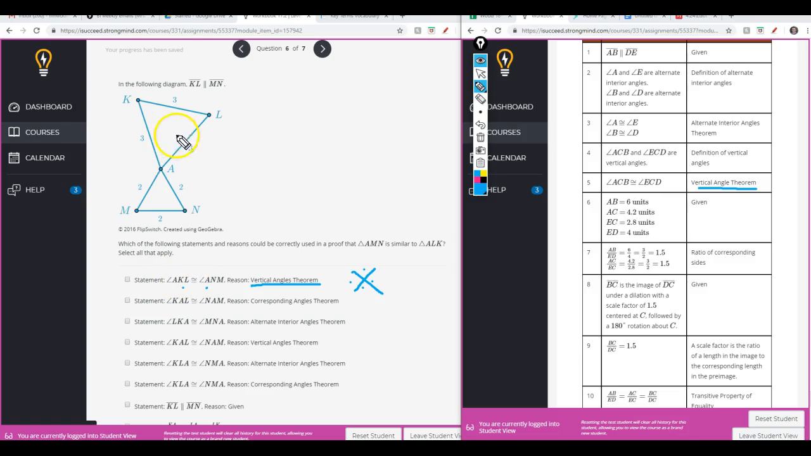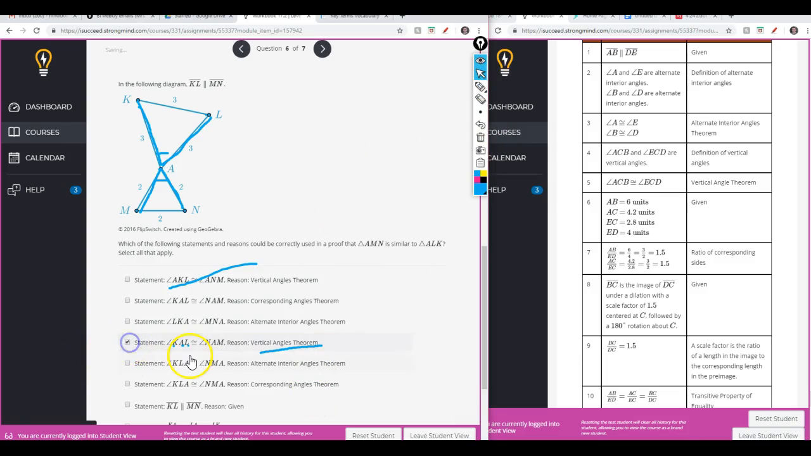So is AKL, well, it's right there and it doesn't even make part of the X, so I know that's not vertical angles. So I know that one's not correct because even though the reason's correct, the statement's wrong. So let's see, this one says vertical angles too, so let's check if these angles are. KAL, sorry, a little bit of dyslexia there. KAL is congruent to NAM, because they're vertical angles. Yep, those are indeed vertical angles. So this is one of the reasons.